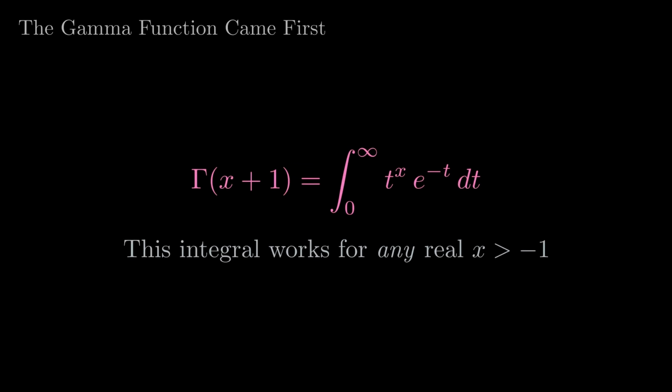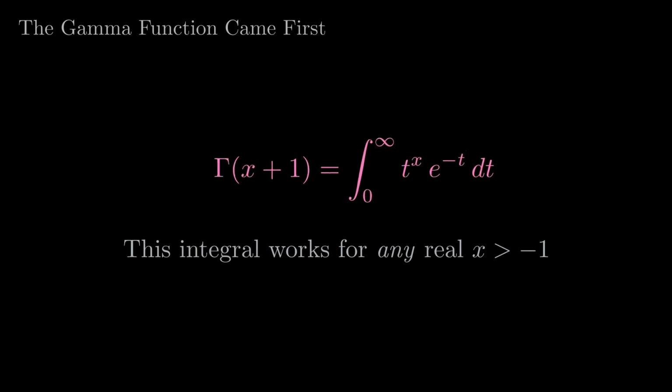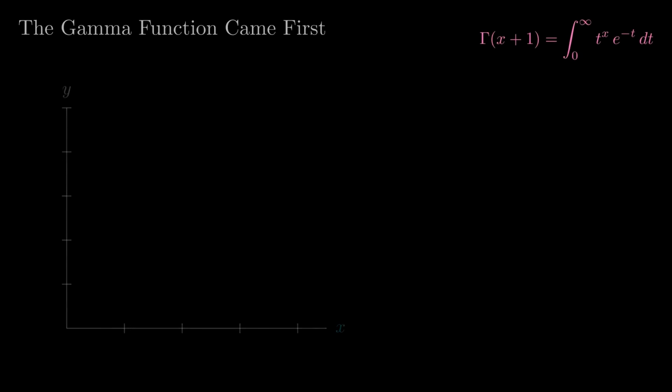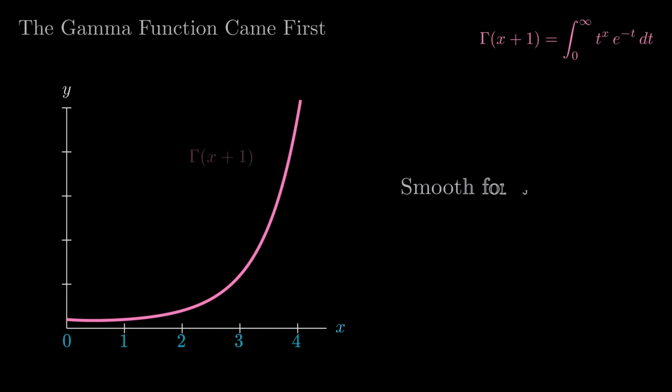The gamma function came first. It is defined by an integral, and unlike ordinary factorial, it works for real numbers, not just integers. That means factorial is not just a list of separate values. It is actually part of one smooth curve.